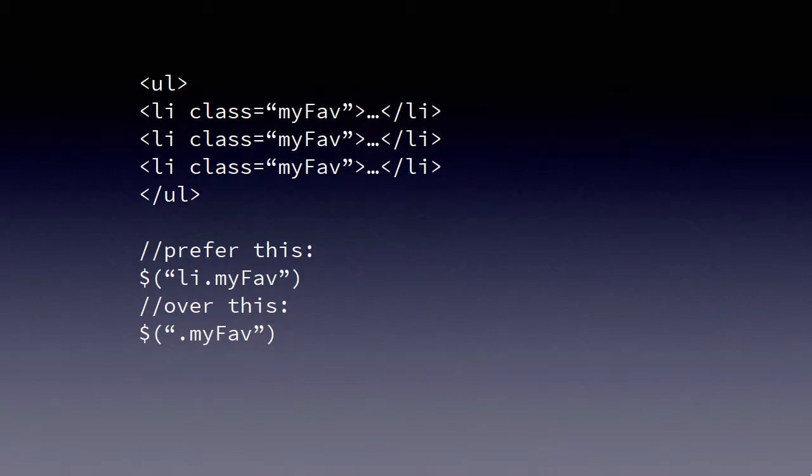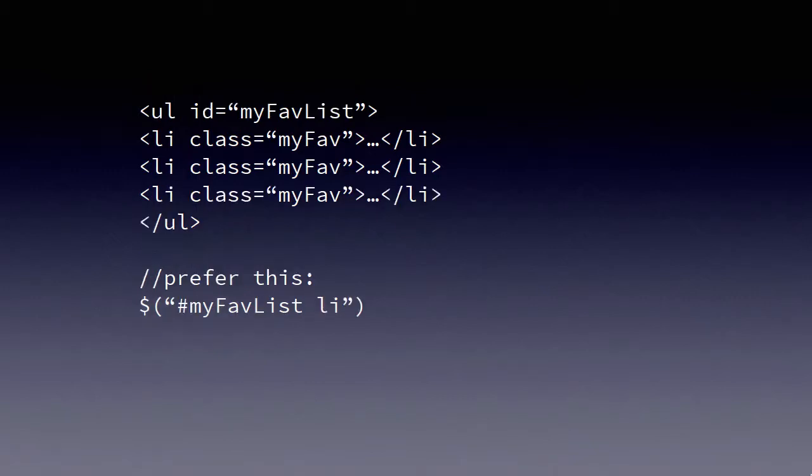Instead of jQuery having to search the entire DOM for everything that has a myFav class, it can instead find the LIs and then filter by those that have that particular class. I can do it even better by just adding a simple ID to my UL. Now I'm saying find that particular ID, and that'll be really fast, and then find the LI underneath it.